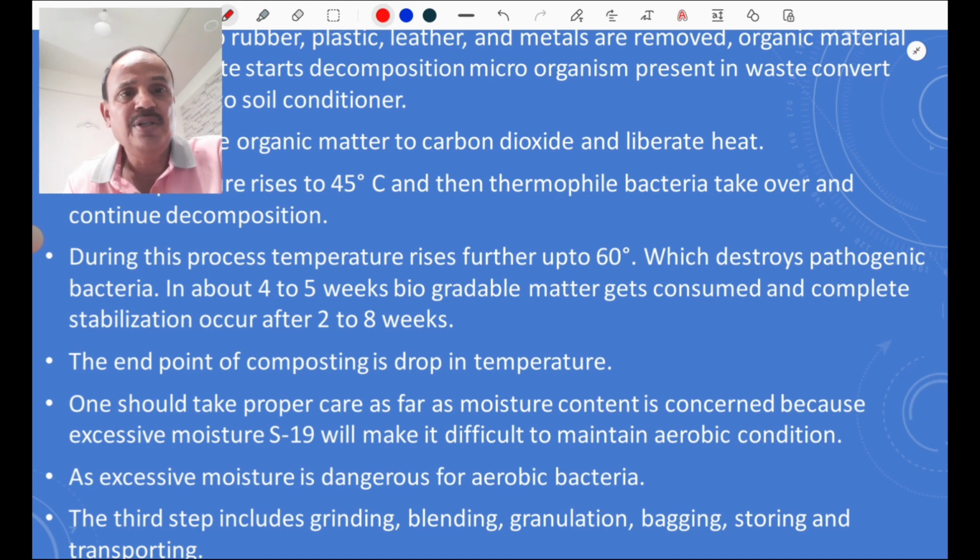One should take proper care as far as moisture content is concerned, because excessive moisture will make it difficult to maintain the aerobic condition, as excessive moisture is dangerous for aerobic bacteria. The third step includes grinding, blending, granulation, bagging, storing and transporting.